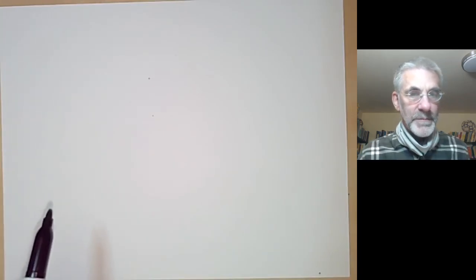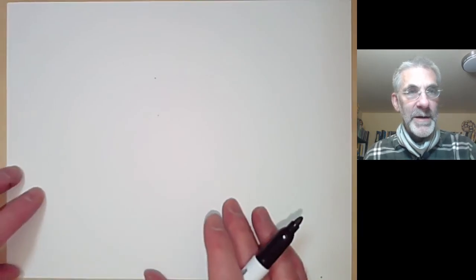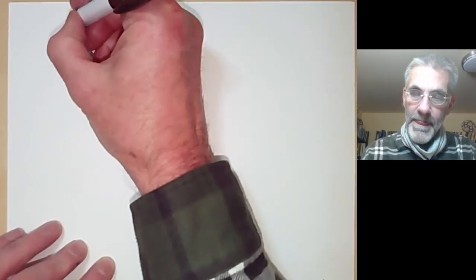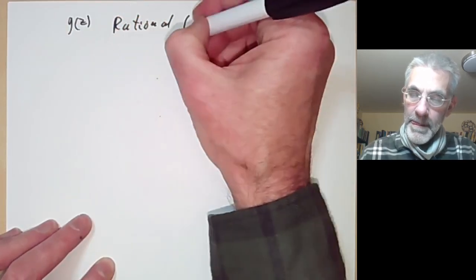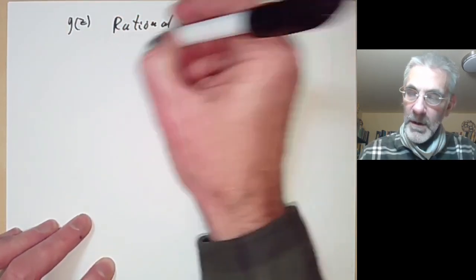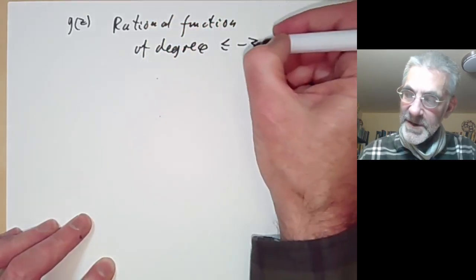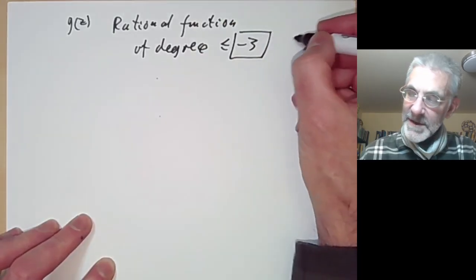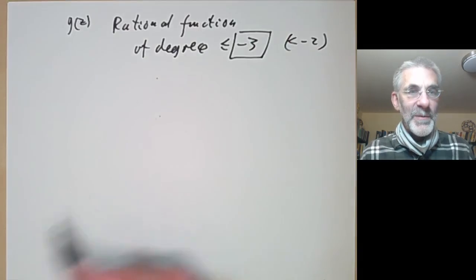So what we can do is take g to be any rational function of degree at most -3. So this is less than -2, so it makes the series converge absolutely, which is fine.